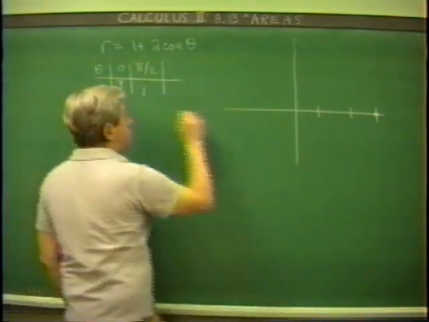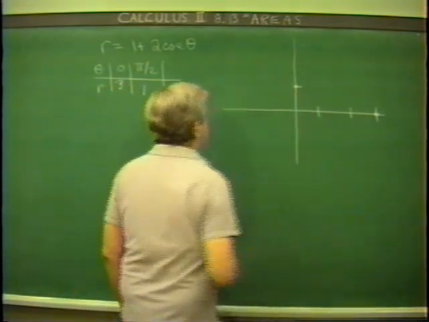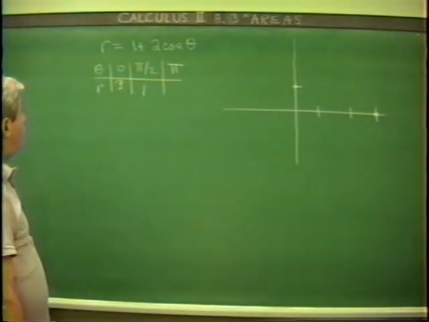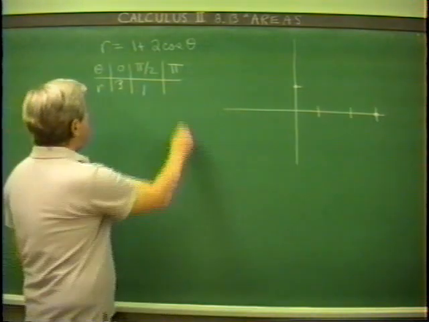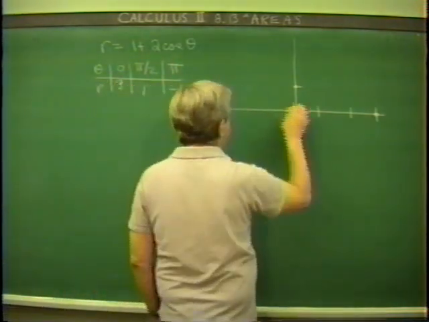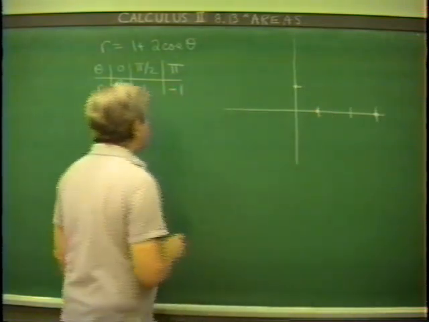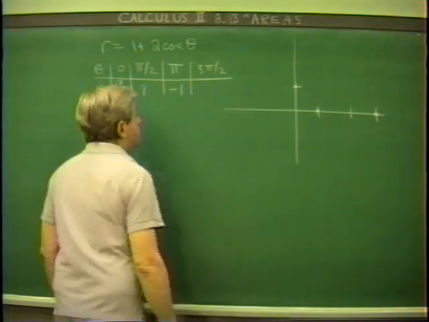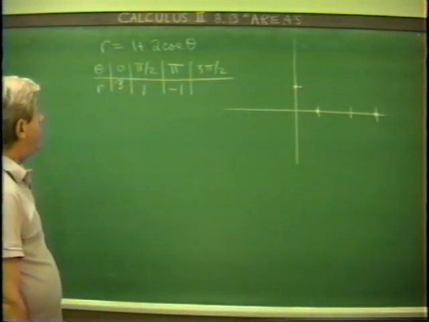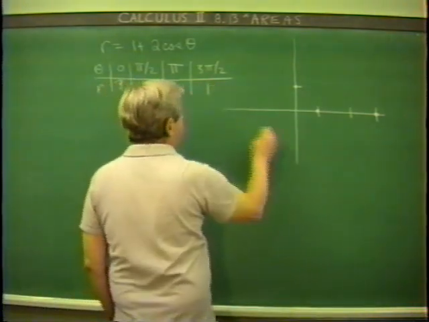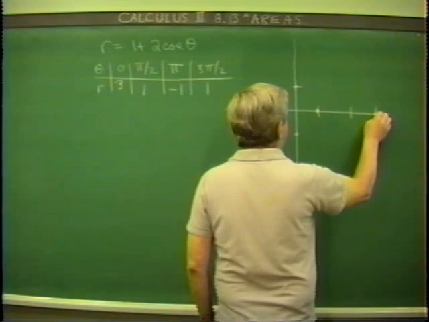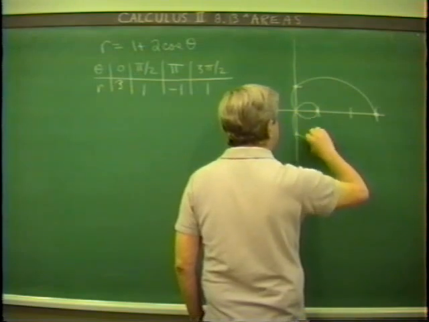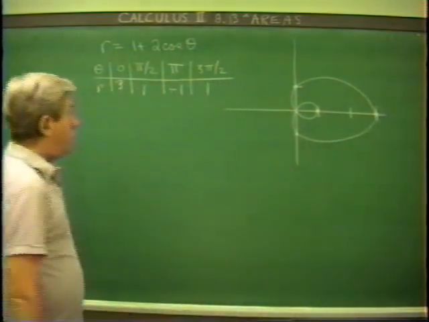Like so. When theta is pi over 2, cosine theta is 0, so r is going to be 1. So, when theta is equal to pi, cosine theta is equal to minus 1. So r is going to be minus 1, 1 minus 2. So it's going to be back over here. When theta is equal to 3 pi over 2, cosine theta is going to be 0. And so r is going to be 1 again. So it's over here. And recall that the graph, we've really done this, looks something like this.